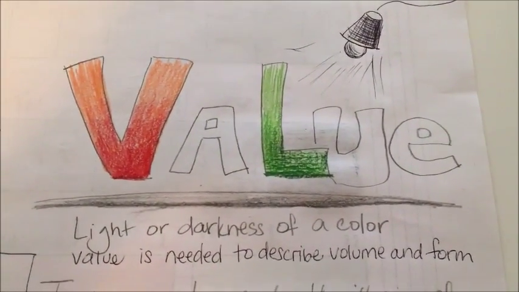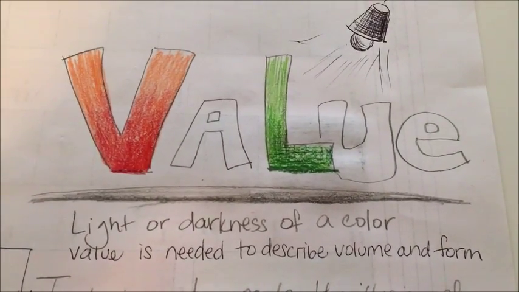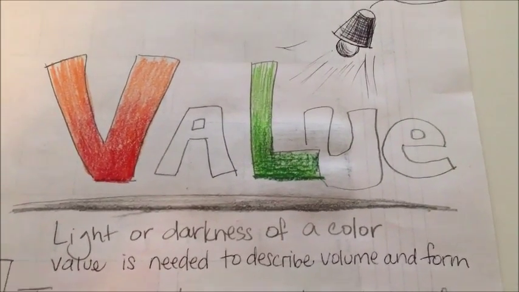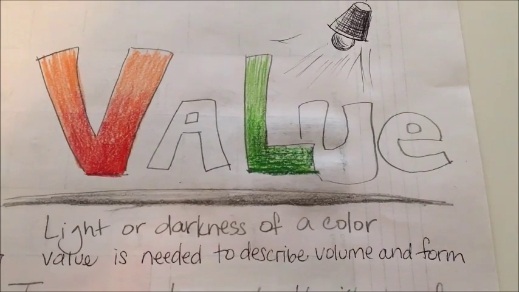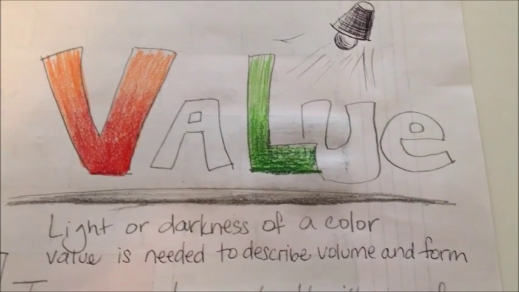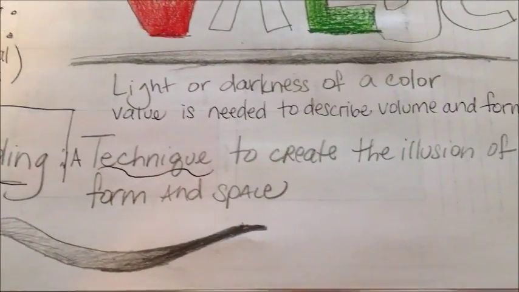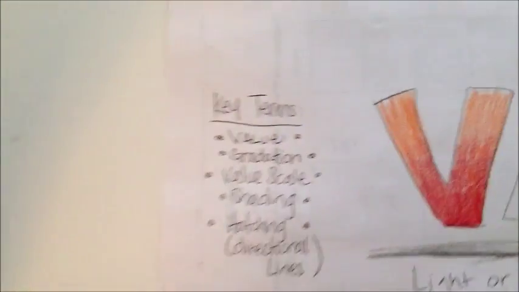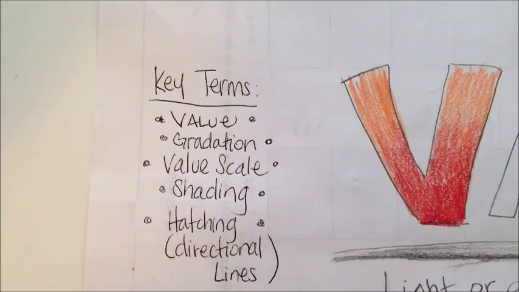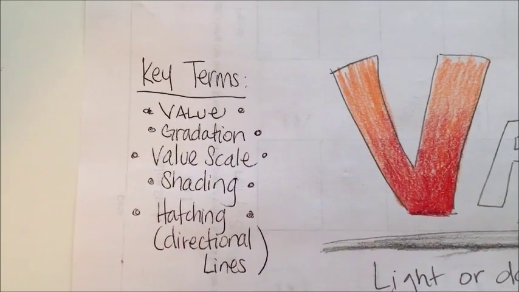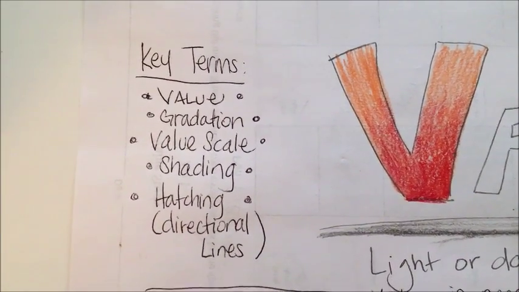Today, we are going to study value. Value is the lightness or darkness of a color. Value is needed to describe volume and form. To create value, we're going to use shading, a technique to create the illusion of form in space. The key terms you're going to hear: value, gradation, value scale, shading, and hatching.